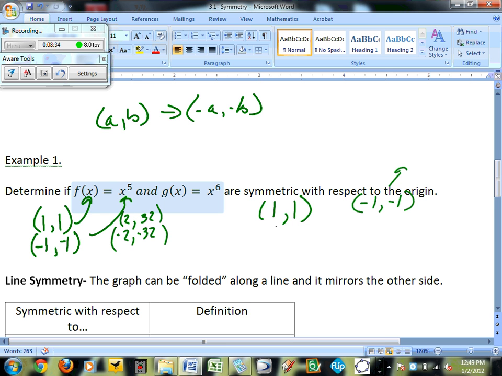So I'm going to plug in -1, and for it to be symmetric with respect to the origin, I'm going to have to get -1 for my answer. -1 to the 6th power: you can type it in your calculator and you're going to get a +1, or you can think -1 times -1 six times, and you know it's an even amount of negatives, so it's going to be positive. Therefore, g of x is not symmetric with respect to the origin. X to the 5th is.